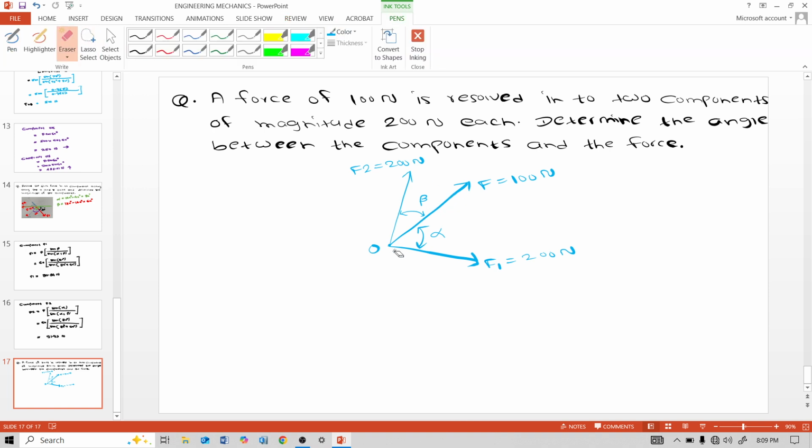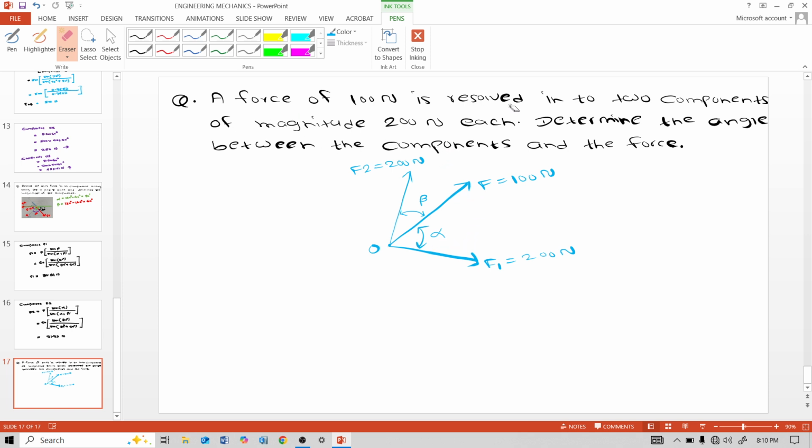This is force F, and these are F1 and F2. F1 and F2 are both oblique components of this force F. The oblique components F1 and F2 are given quantities, but we will find alpha and beta here. Before that, first we will read the numerical.